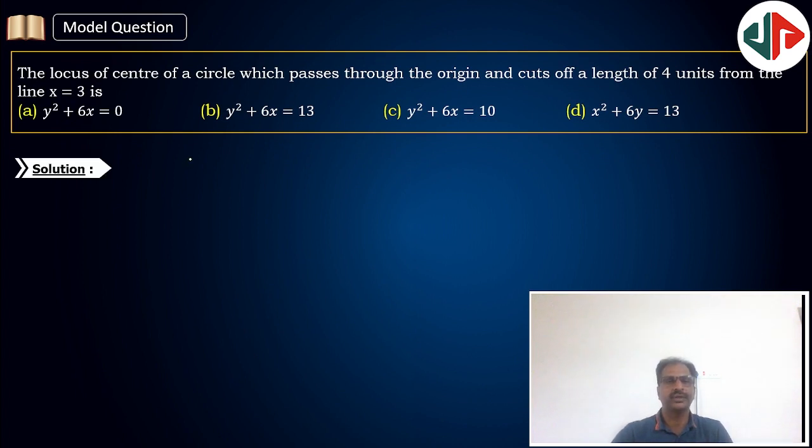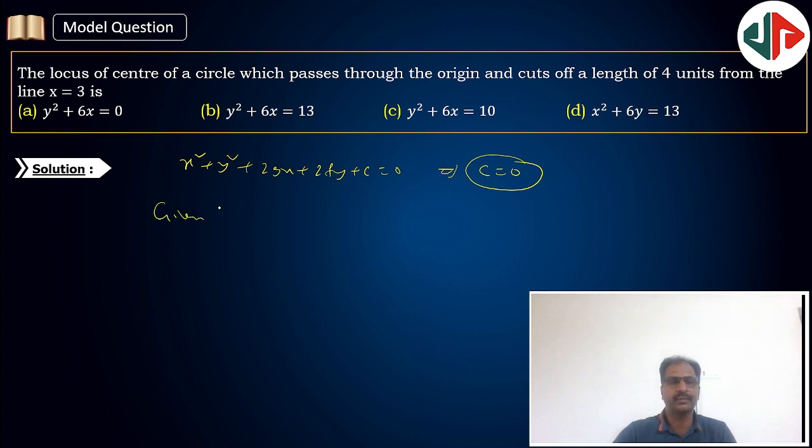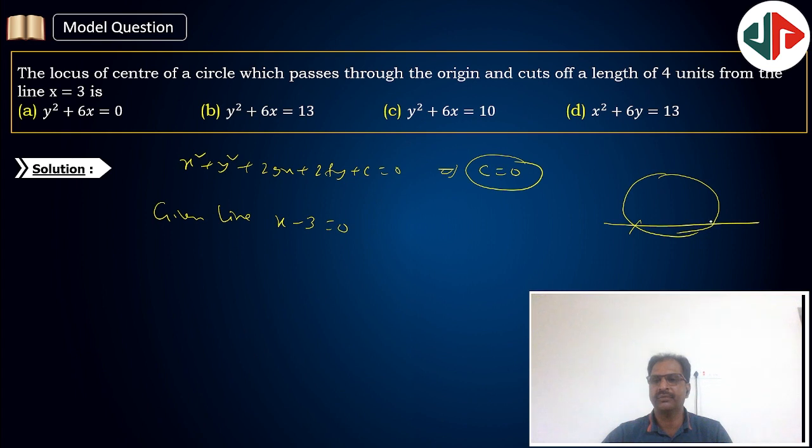Next question: we have to find the locus of center of a circle passing through origin. So let us say the circle will be again x square plus y square plus 2gx plus 2fy plus c is equal to 0. Circle is passing through origin means put x, y as 0, 0, you'll get c as 0. And it cuts a length of 4 units on the line. What is the given line? See, circle cuts a length of 4 units on a line, which means length of chord indirectly, length of chord is given as 4 units.